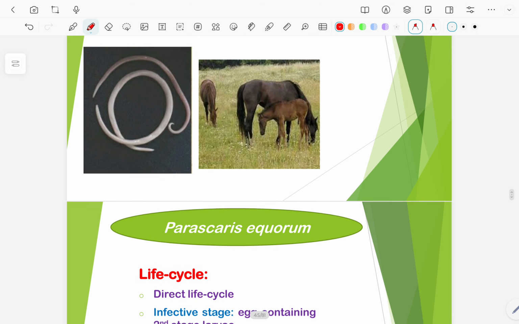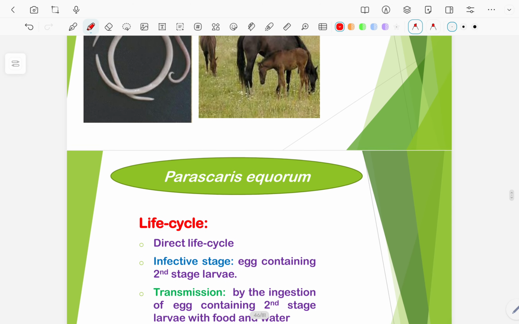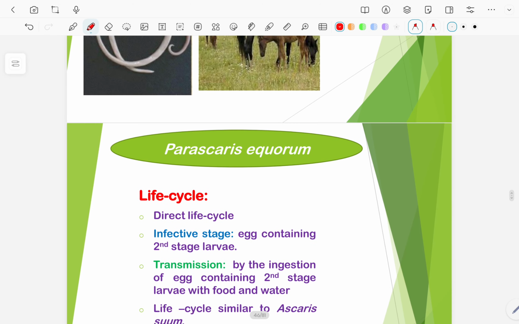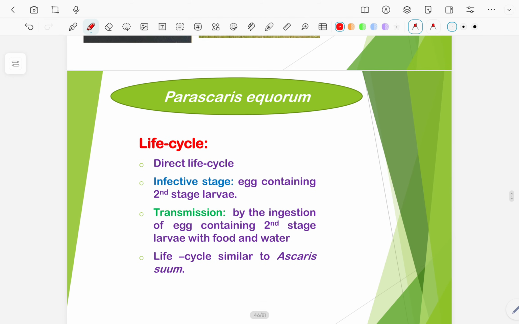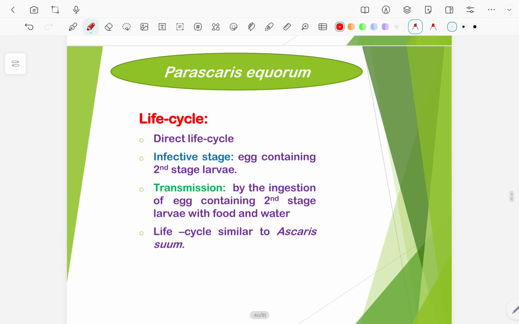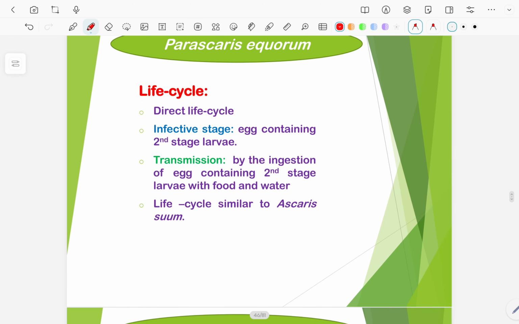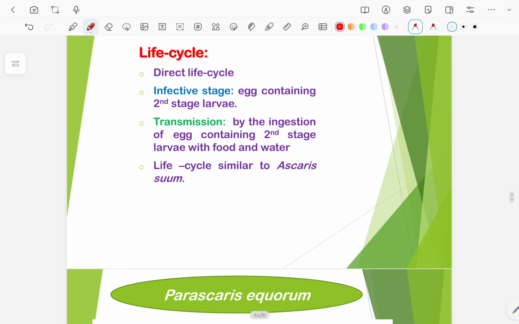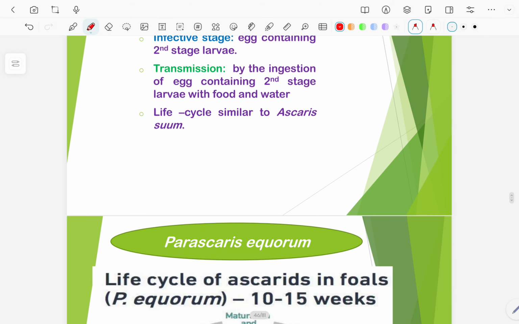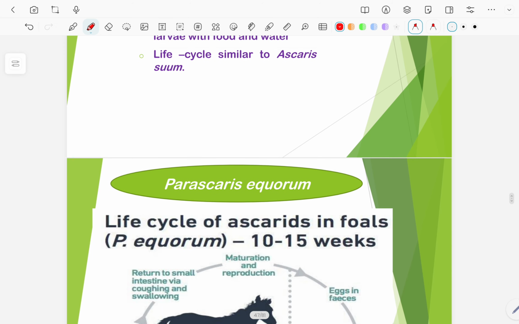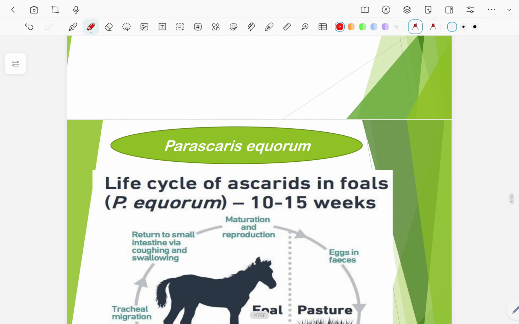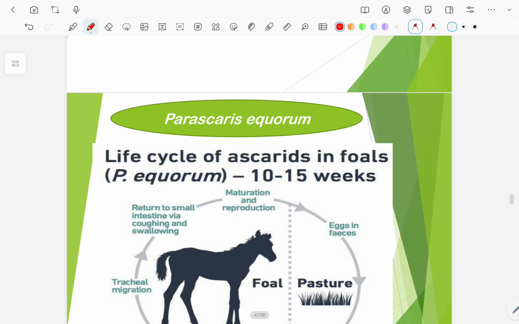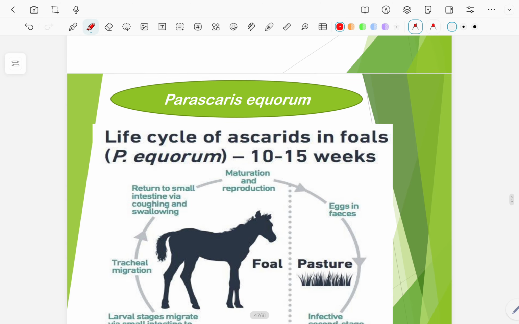Parascaris equorum life cycle: direct life cycle. Infective stage: egg containing second stage larvae. Transmission is by the ingestion of eggs containing second stage larvae with food and water. Life cycle similar to Ascaris suum. Life cycle of ascarid in foals takes 10 to 15 weeks.